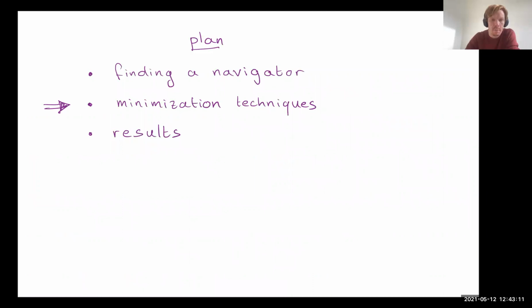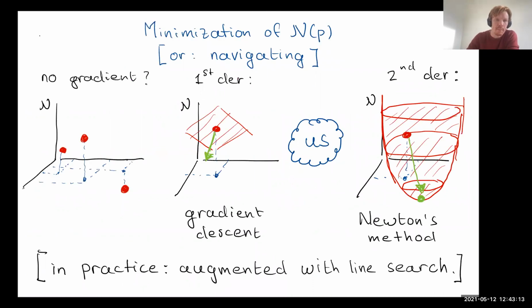Okay, so let me talk about minimization techniques, or alternatively, I should say navigating. So for navigating, for minimization, any function in a parameter space, of course, it's hugely important to have a gradient. If you don't have a gradient, you just sample points, and it's cumbersome and annoying, and you don't want to do that. So you really want to know at least the first derivative. So if you know at a given point also the first derivative, then you can move along that derivative. And that's great, and that's called gradient descent, and it's already much better.